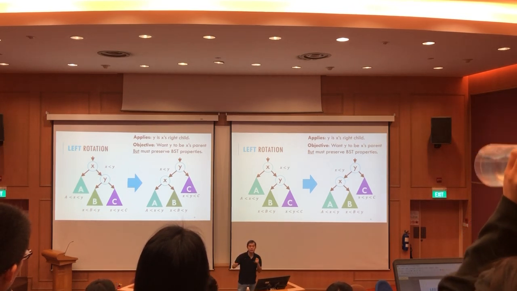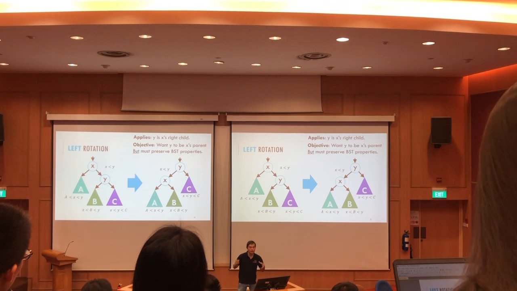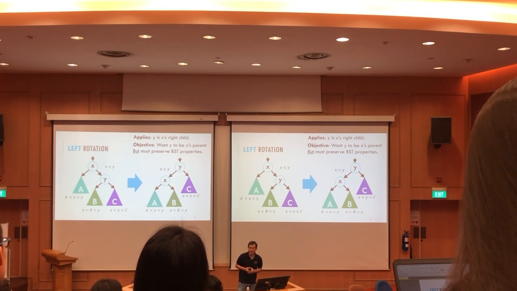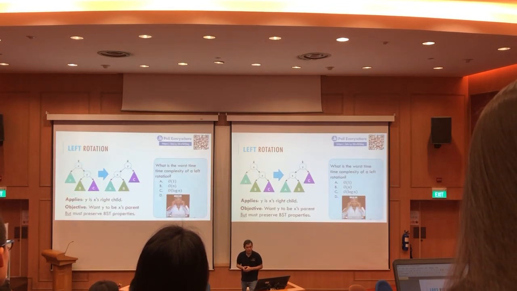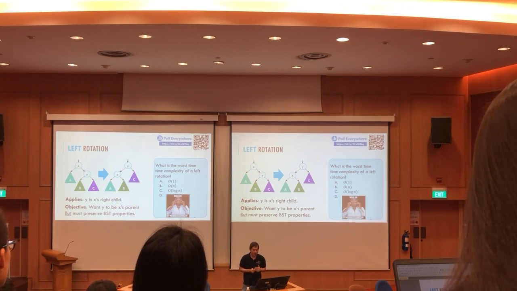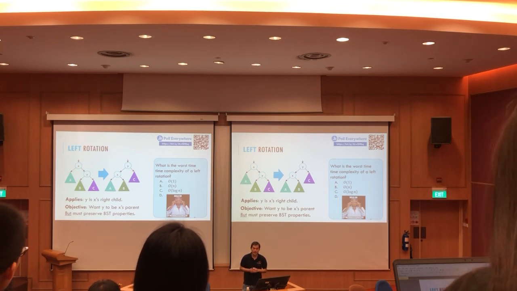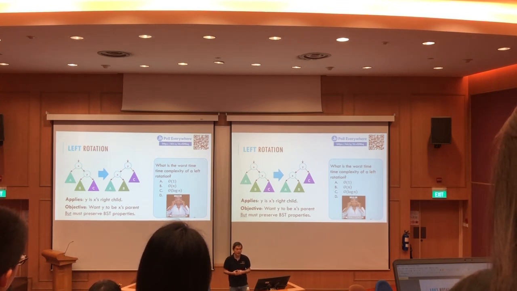And then I've moved the subtrees around in order to restore the height balance, and we'll see how that happens in a second. So this left rotation applies when y is x's right child, and I want y to be x's parent. What is the worst case time complexity for left rotation?